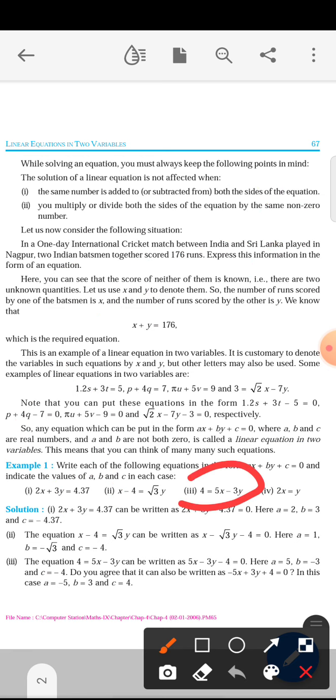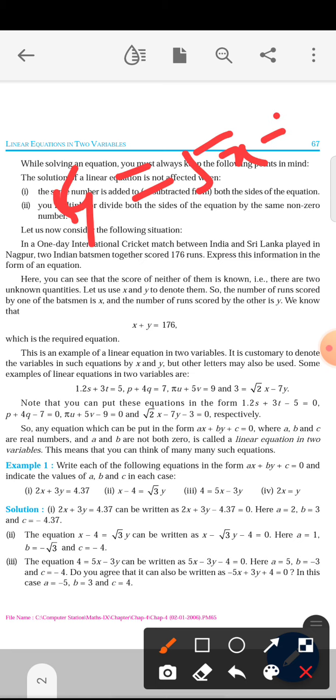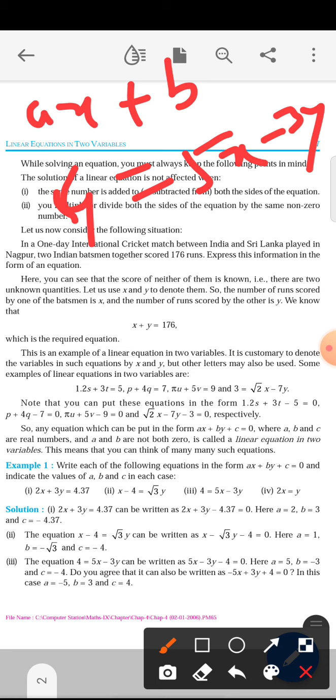Question number three is a little bit different, so I'm going to explain this one also. There is 4 equal to 5x minus 3y. In this equation we have to make it into standard form first. So 4 equal to 5x minus 3y is given. Now we have to take it into the form ax plus by plus c equal to 0.